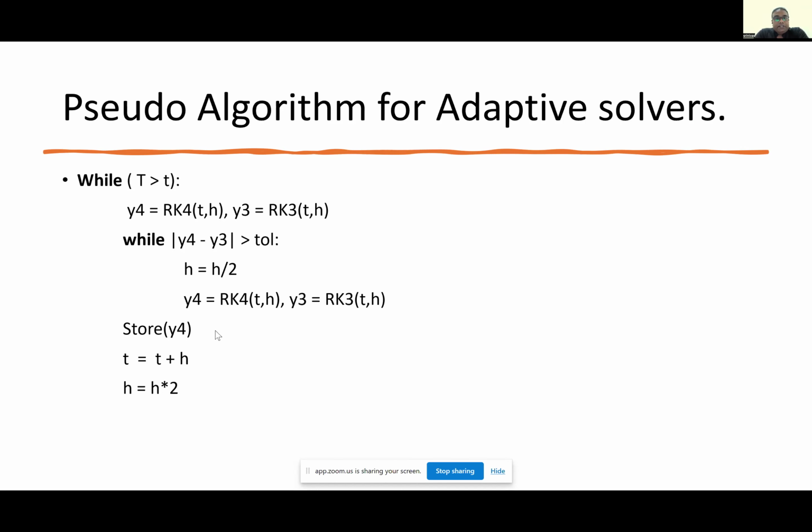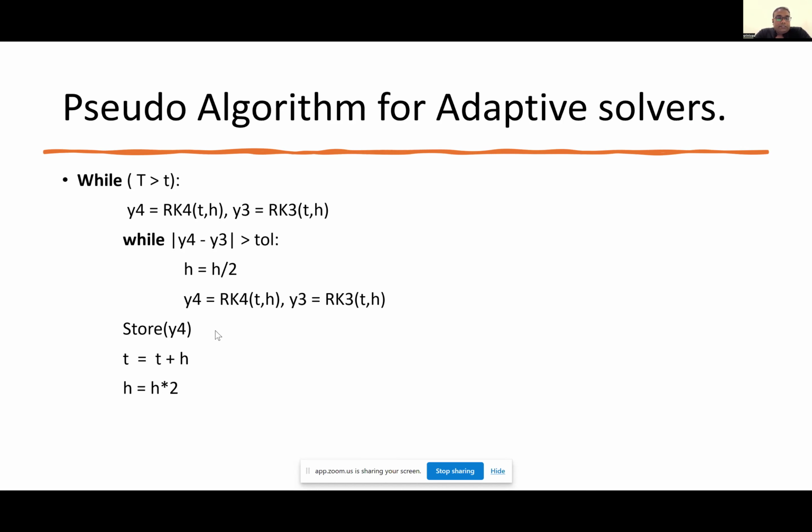If the difference between these two states is greater than that tolerance, we have to reduce the step size. I mean, having this high a step size is not enough to compute a solution which is close to the actual solution. So here we reduce the step size. It's an iterative process.